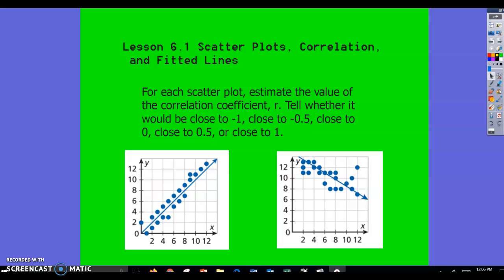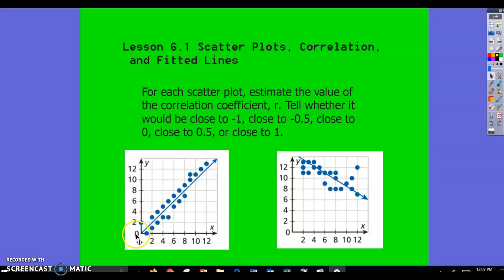Right, this is lesson 6.1, and I'm going to go over a couple more examples and help you get started on your assignment. So this says, for each scatter plot, estimate the value of the correlation coefficient R. Tell whether it would be close to -1, close to -0.5, close to 0, close to 0.5, or close to 1. All right, so all we're doing is predicting what this is close to.